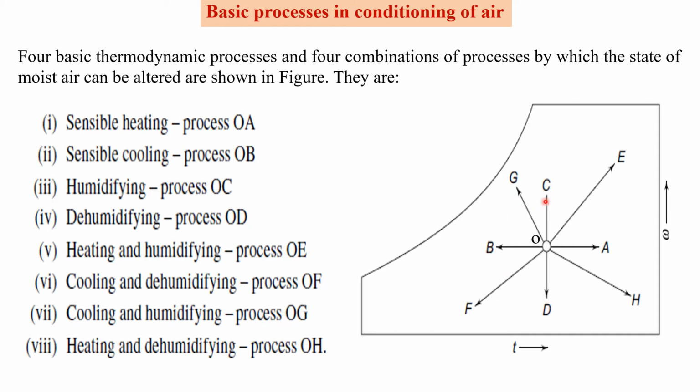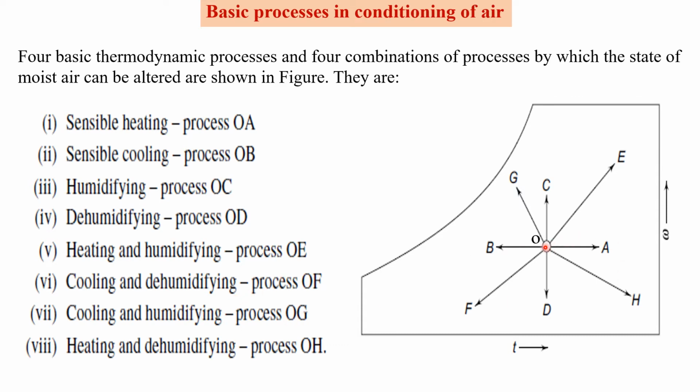The remaining 4 processes are moving along the paths O to G, O to E, O to H and O to F. If we are moving along the path O to G, it is basically a combination of sensible cooling and humidification. Ultimately it is a process along which the DBT of air decreases but its moisture content increases. So the process is known as cooling and humidification. So this is the process O to G.